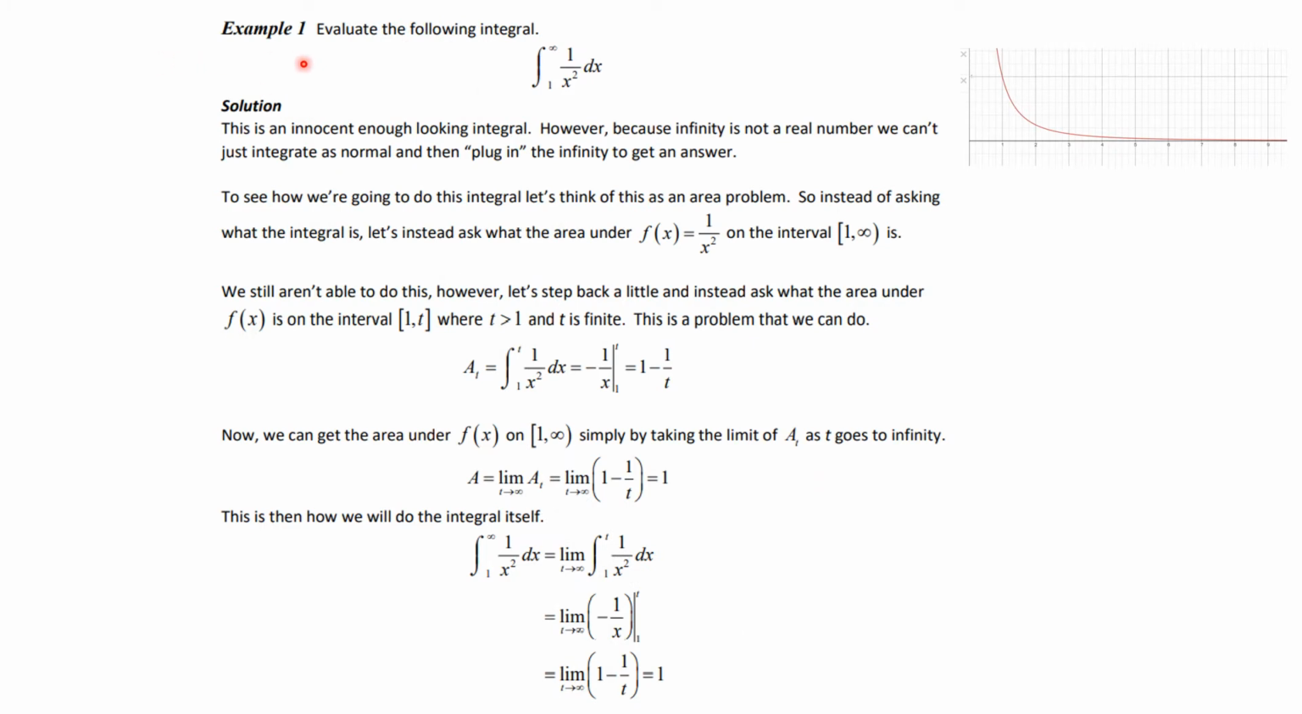Continuing with our example, let's evaluate the following integral, the improper integral from 1 to infinity. The reason I didn't call it a definite integral is that infinity is not a real number. This is 1 over x squared dx. If I graph 1 over x squared, starting from 1, it goes out and you see that this thing drops dramatically towards 0. This is an innocent enough looking integral, but because infinity isn't a real number, we can't just plug infinity in to get an answer.